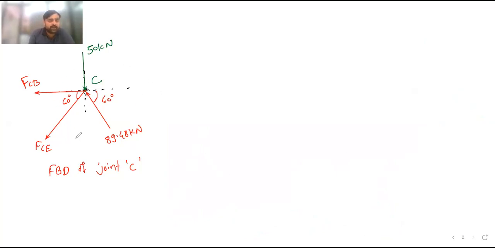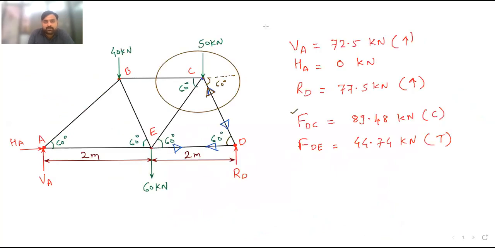Now coming back to joint C. This is the free body diagram of joint C, and now we have to resolve. First of all I will resolve this FCE. Here a 50 kilonewton load is there. This is the member DC, which you know is compressive, so the arrow is towards the joint. Then CB and CE. We have to calculate the forces in members CB and CE, so I have shown them tensile. And these are the angles.